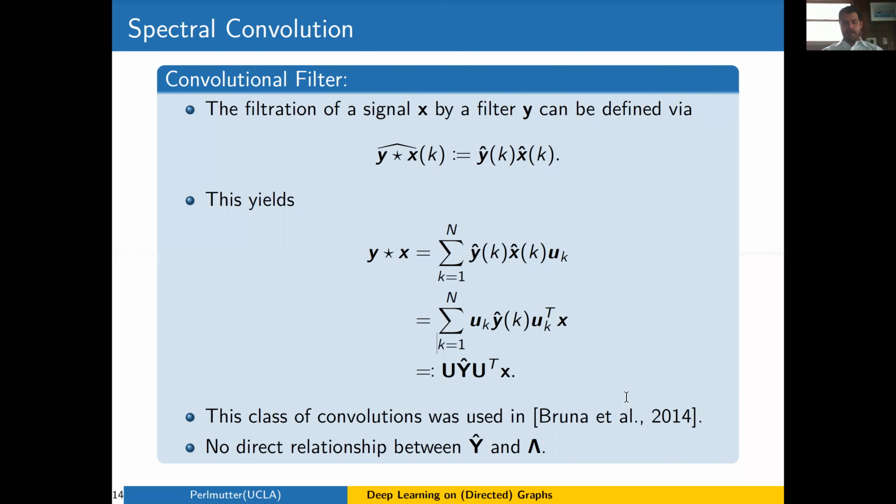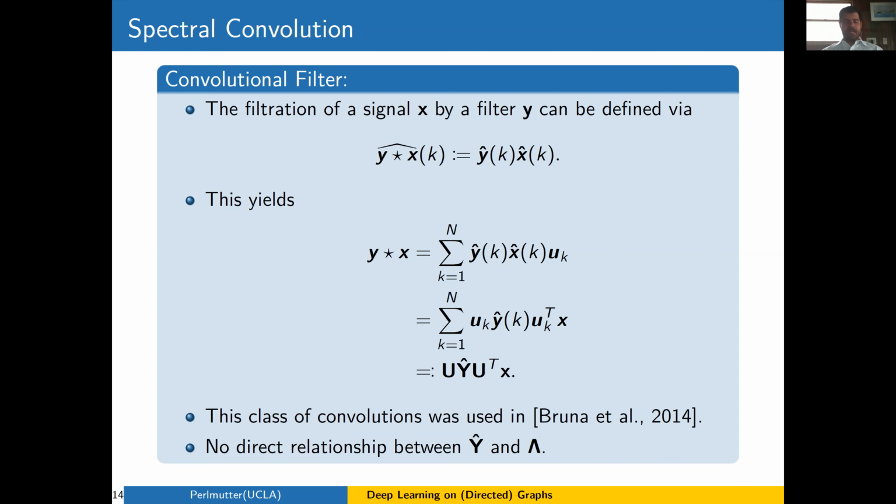Then we can plug in the definition of x hat of k and observe that we can again write this in matrix form as U y hat U transpose x, where y hat is going to be a diagonal matrix with the Fourier coefficients of y along its diagonal.